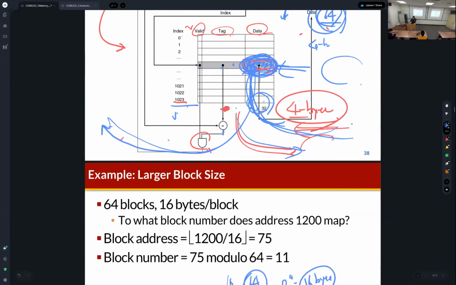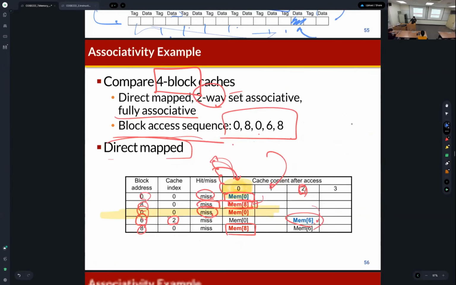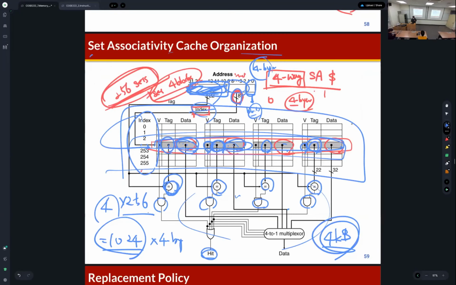Okay, but in the four-way set associative cache, 4 different blocks can be stored in one set. Which means we also need to store the tags. And this is also another different part.